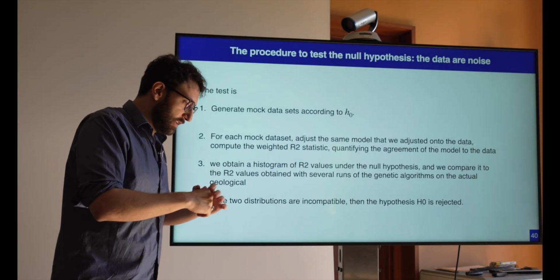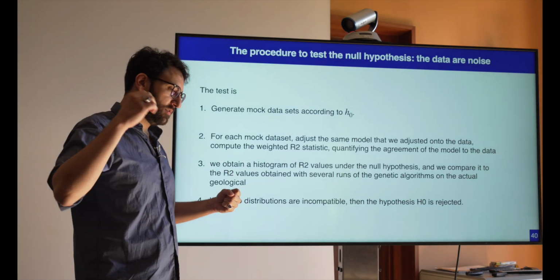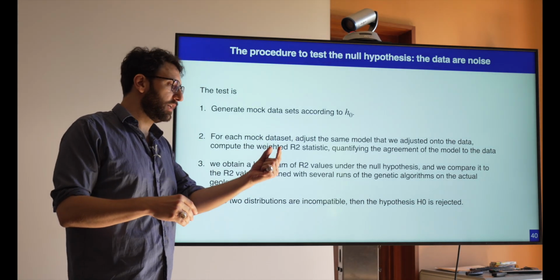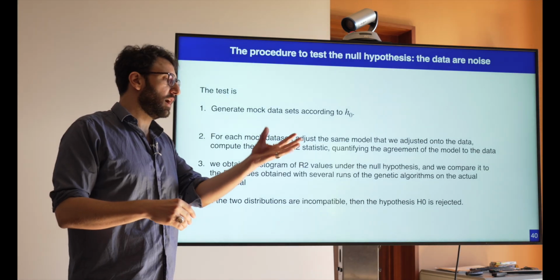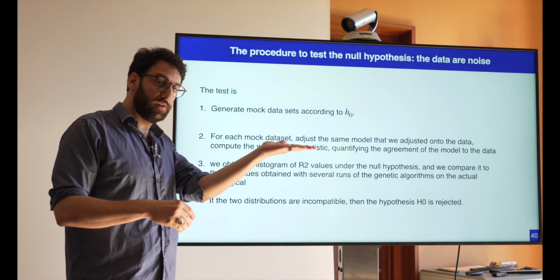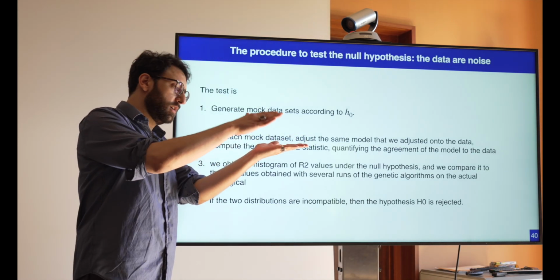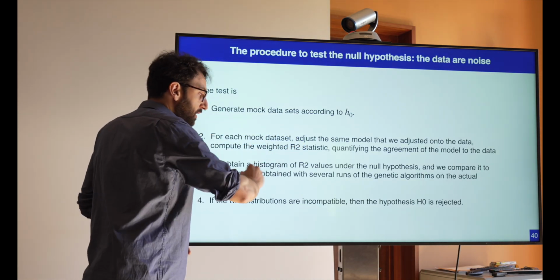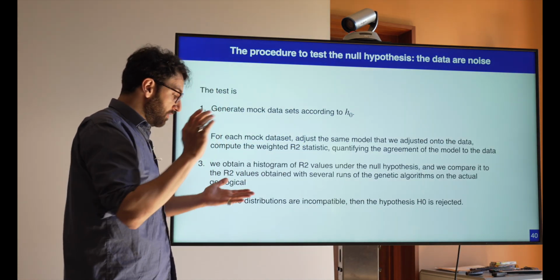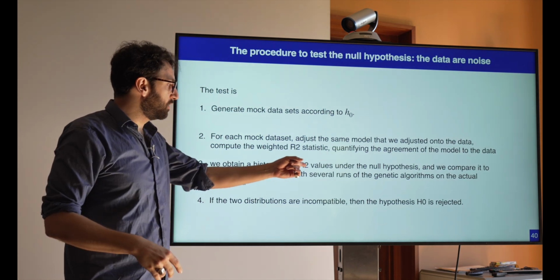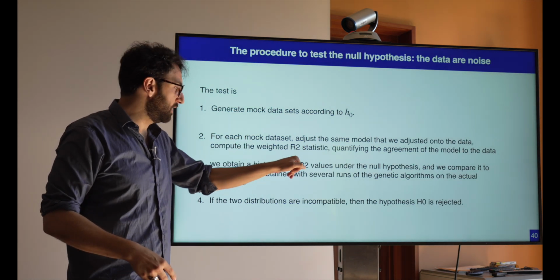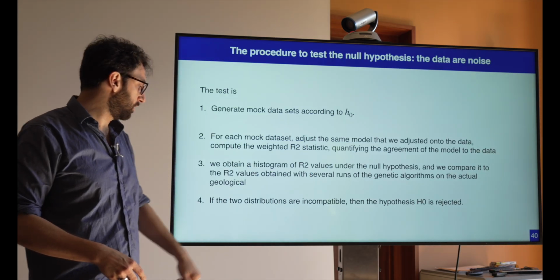Each time I generate mock data, I'm going to have a metric saying how close the retrieved astronomical signal is to the data. So I have a histogram of these R-squared values of these agreements, and I'm going to see if the R-squared value I have on my real data is a typical instance of this or not.